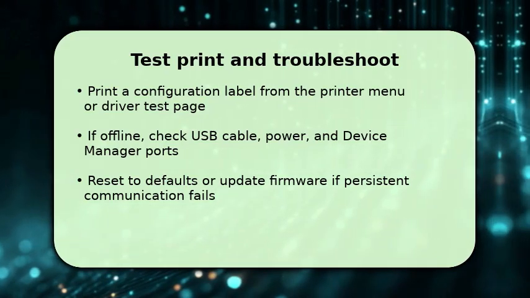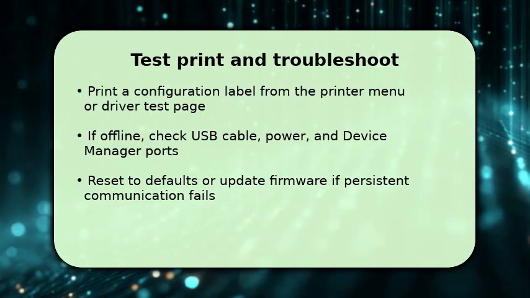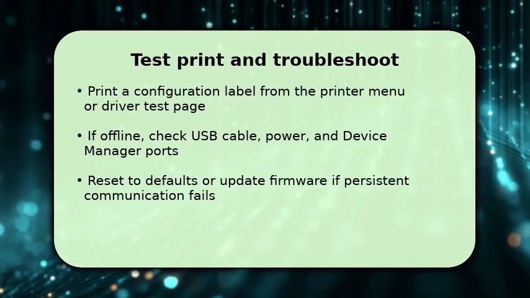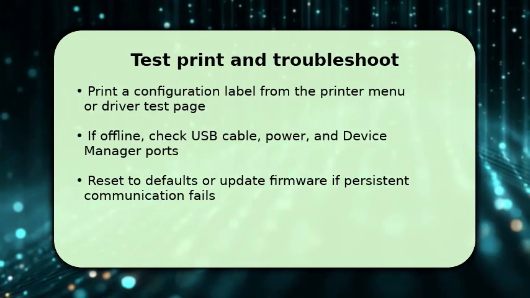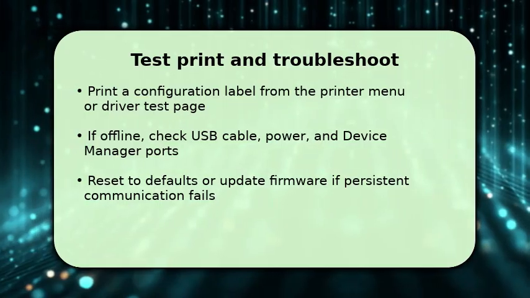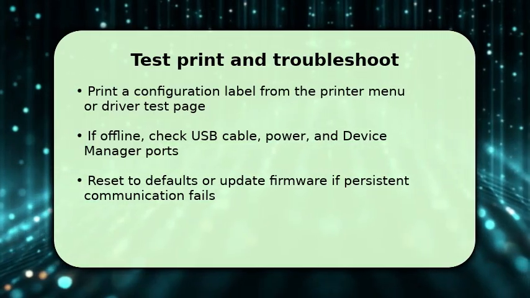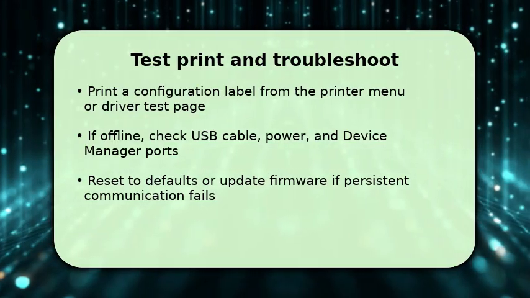If the printer remains offline, check the USB cable and power first, then open Device Manager to confirm the assigned COM or USB device. Reinstall the driver if it lists errors. As a last troubleshooting tip, reset the ZT410 to factory defaults or update firmware. This often clears protocol mismatches and restores reliable printing.